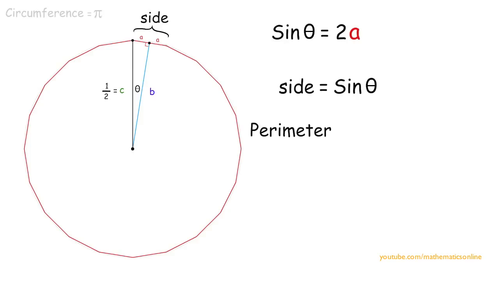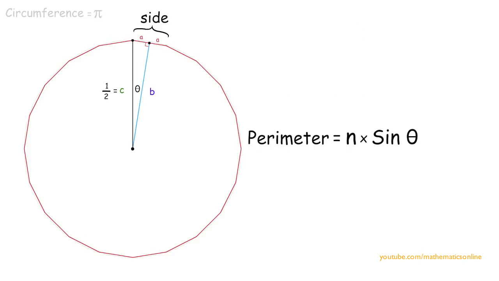The perimeter of an equilateral polygon is defined by the number of sides times the length of a side. We will simplify by replacing the number of sides with n so that the perimeter is equal to n times side. But we know that side is equal to sine of theta. Therefore, the perimeter is equal to n times sine of theta.